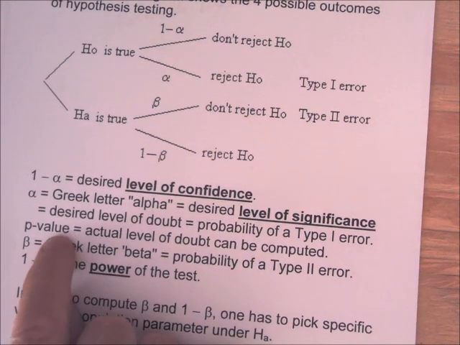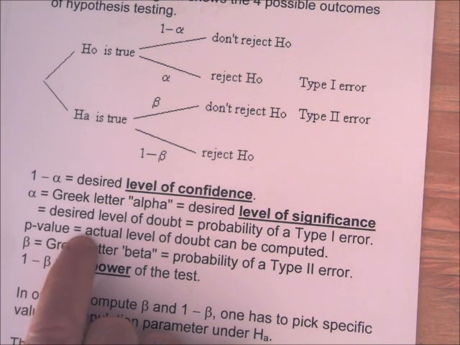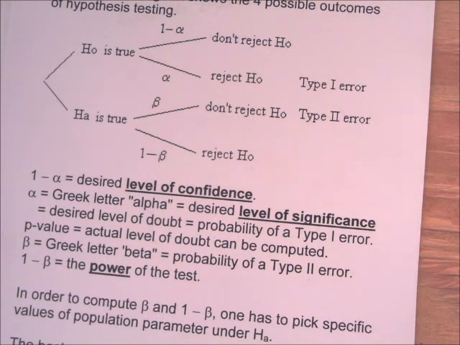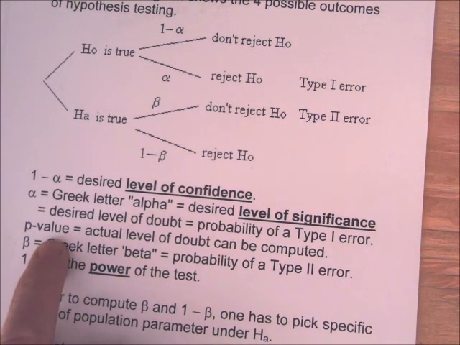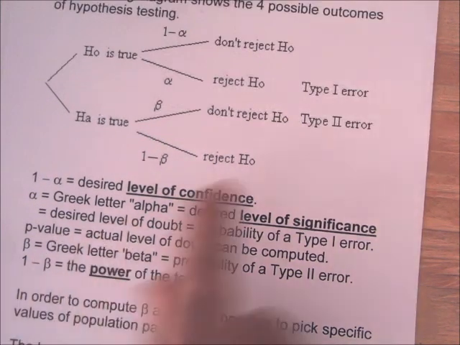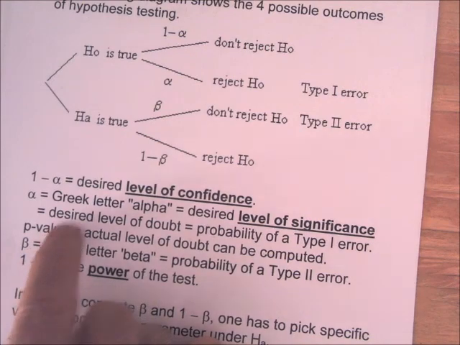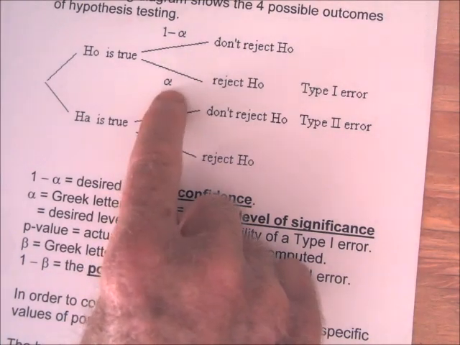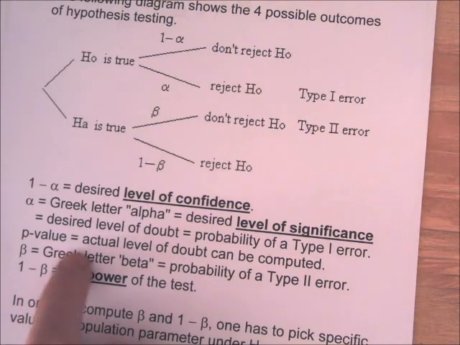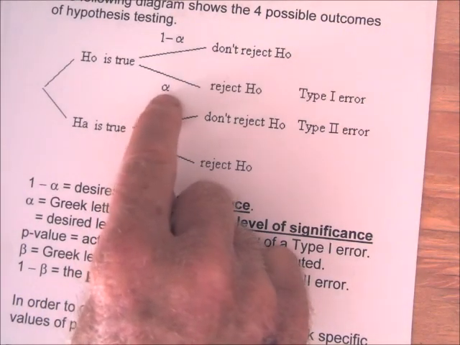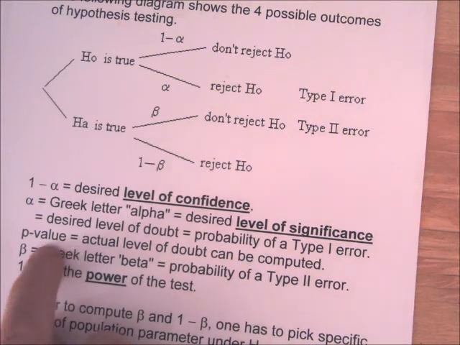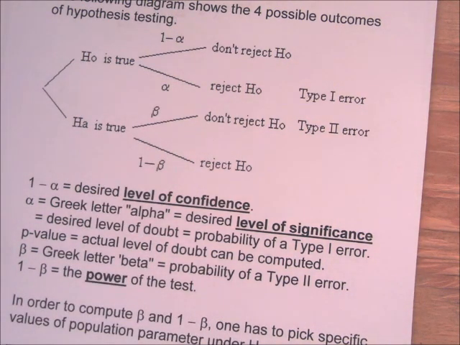Modern researchers often compute a p-value. We didn't do that in this example, but we used the confidence interval to test the hypotheses. But modern researchers typically compute a p-value, which is the actual probability of a type 1 error, and compare that to alpha. So the p-value would be our actual level of doubt. We want to compare it to alpha, which is our desired level of doubt. And if the p-value is less than alpha, then we would reject H0.